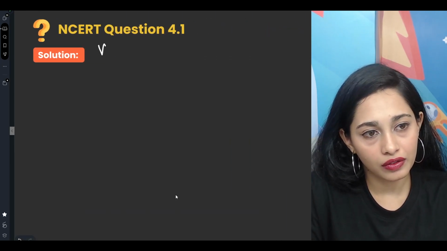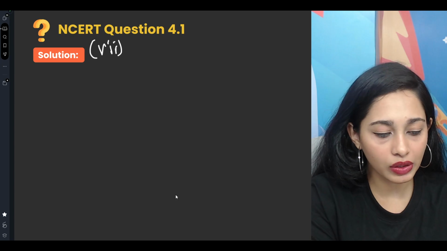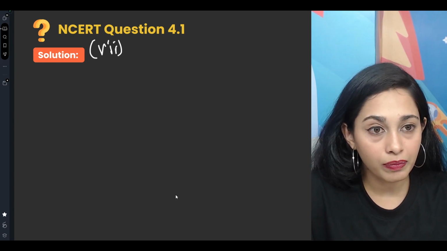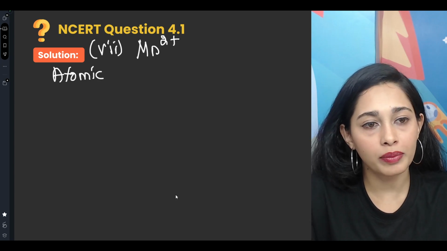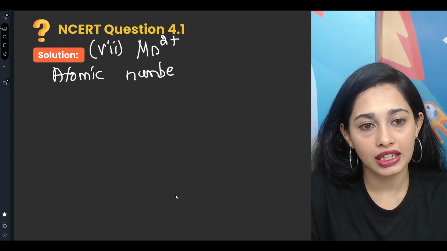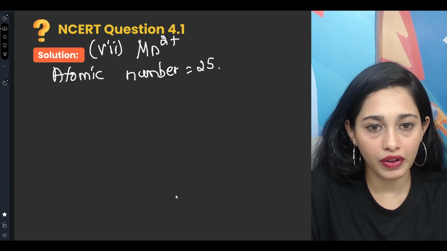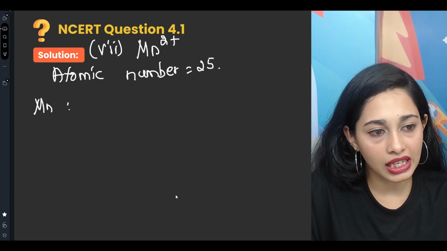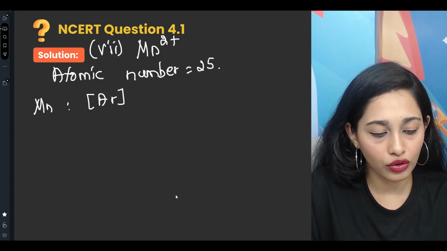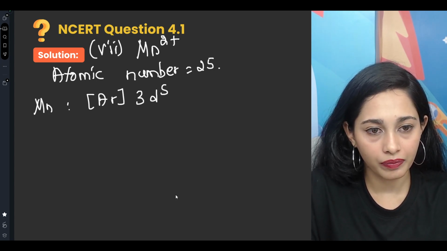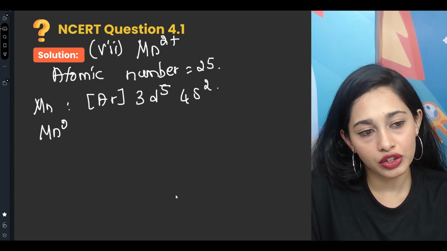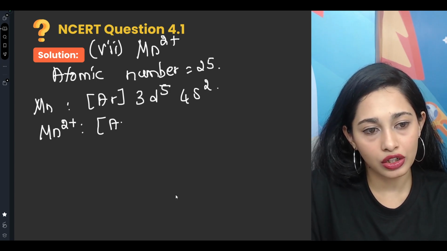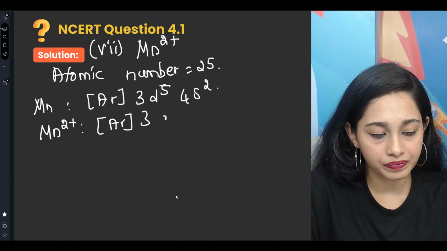Then we have the seventh one, manganese 2 plus. This is a very simple one. The atomic number of manganese is 25. So the manganese electronic configuration is argon followed by 3d5 4s2. As we are removing 2 electrons, it is argon 3d5.